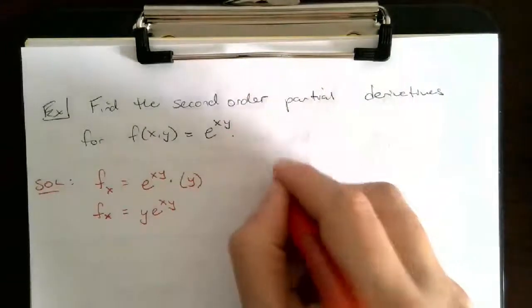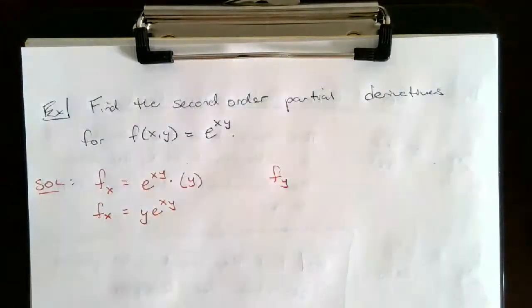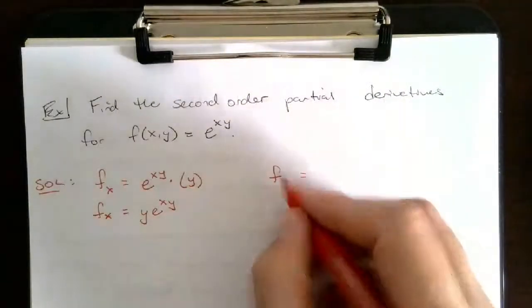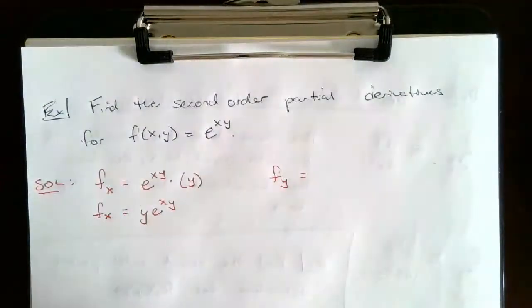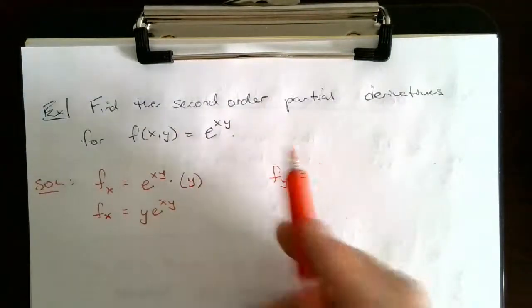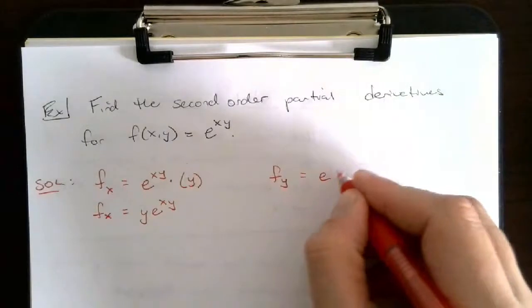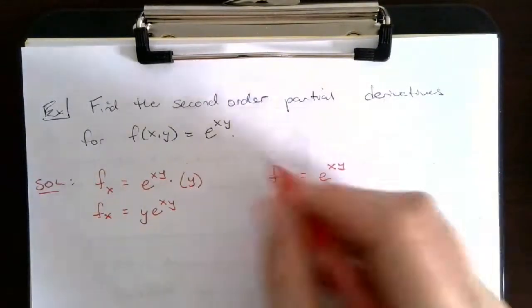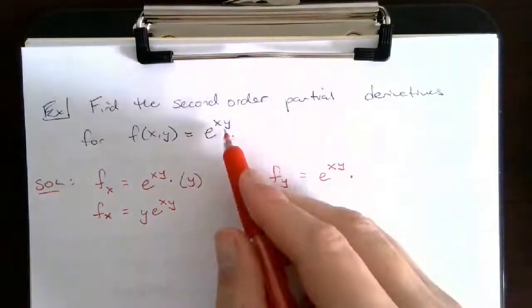For the first order partial derivative with respect to y, again, this is a function with respect to y because there's y's in it. This is a chain rule on e again. So derivatives of e, write exactly what you see. So we have e to the xy, you don't change the exponent at all, times the derivative of the exponent.